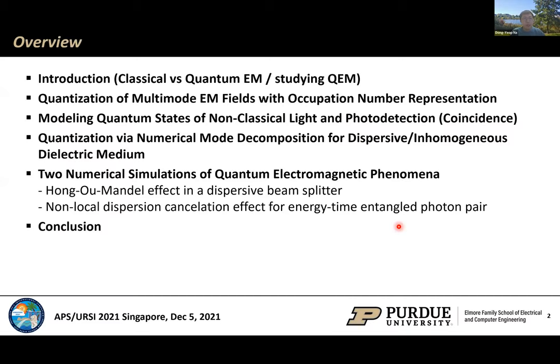This is the outline of my talk. I'll start with a brief introduction, highlighting the difference between classical and quantum electromagnetics, and what we need to do for studying quantum electromagnetics. Then we'll briefly go over the procedure of quantization of the multi-mode EM field with the so-called occupation number representation, which uses the annihilation operator and creation operator that we've seen in the first part. Then I'll give you some content on how to model the quantum state of non-classical light, for example, the single photon or entangled photon, and also importantly, how to model the photo detection process and extract meaningful information in the form of coincidence.